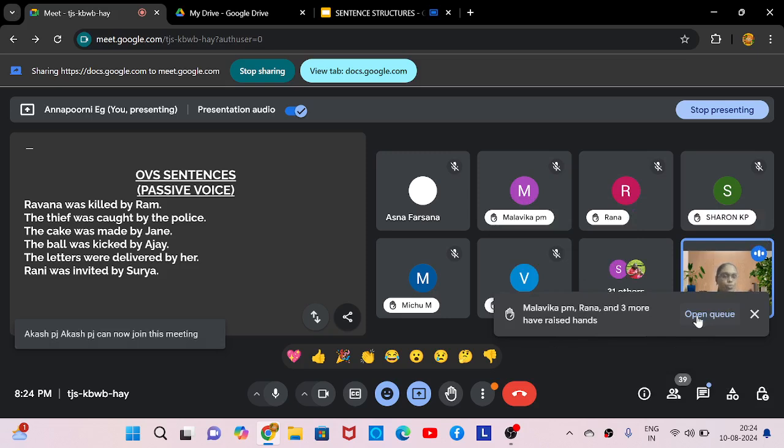That is in active voice. That is what we call active voice. Passive voice means subject will go in the end and the object will come in the beginning. So Ram killed Ravana becomes Ravana was killed by Ram. Okay. Next one, the thief was caught by the police. The active sentence must be the police caught the thief.